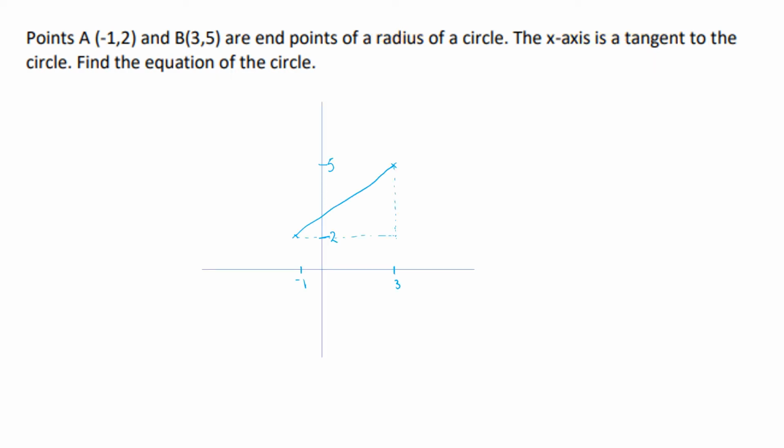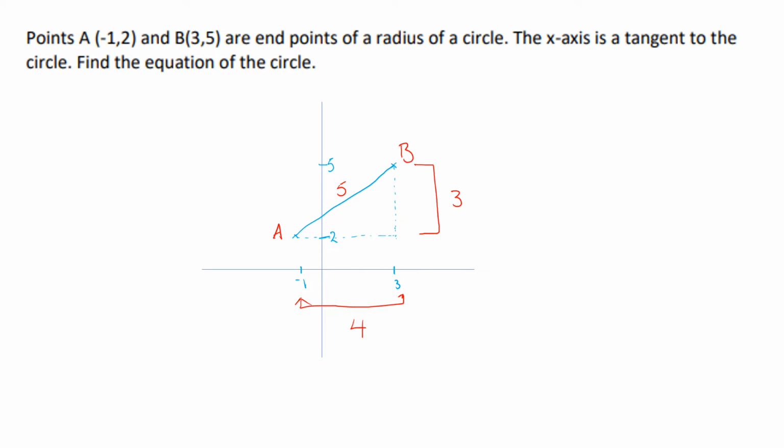So drawing the 2 points to start with, we've got A at -1, 2 and B at 3, 5. So finding the length of that line, we can see the horizontal distance here is 4, just looking at the x-coordinates, and the vertical distance here is 3. So we've got a 3, 4, 5 Pythagorean triple, so we'll know the length of that is 5.